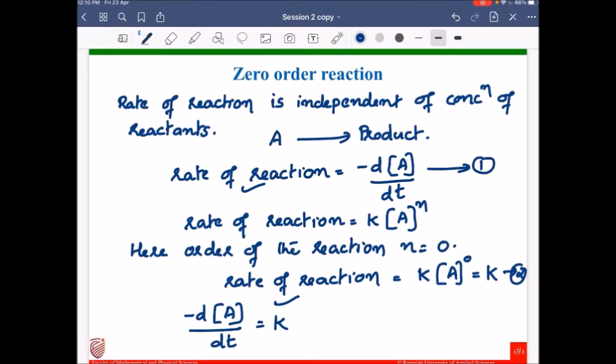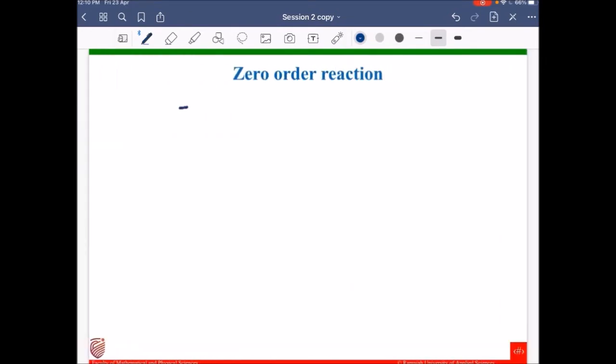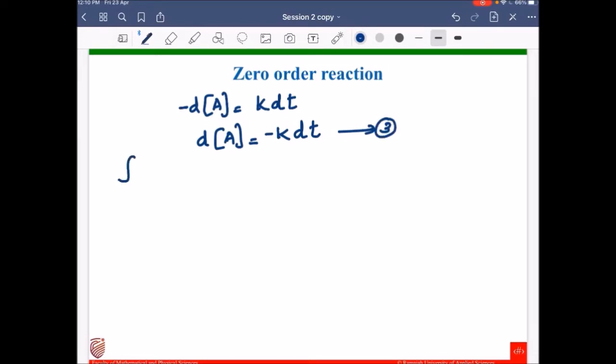Now, before deriving the equation for the rate constant, I have to rearrange this equation in this way. Minus d of A, I will keep it here, and dt I will take it to the right side. Again, I am changing the sign of the equation, then the equation will become d of A equal to minus k dt. Now, I have to integrate this equation. I will write it as equation number 3.